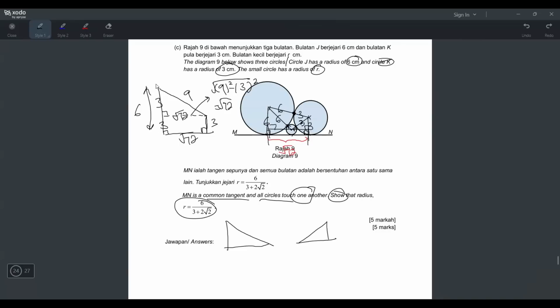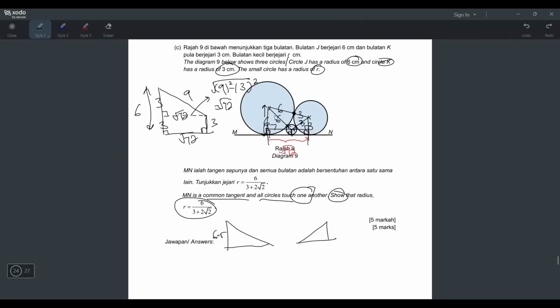6 is actually from where to where? 6 is actually from here until the very bottom. Now I already cut it off here. And what is the length here? R. Because when you draw down here, this will be R. Do you agree? Because this is also radius. Because you cut it exactly at the center here. It means the length here is 6 minus R. Agree? Because 6 is the whole thing, but minus this small portion R, you get 6 minus R.